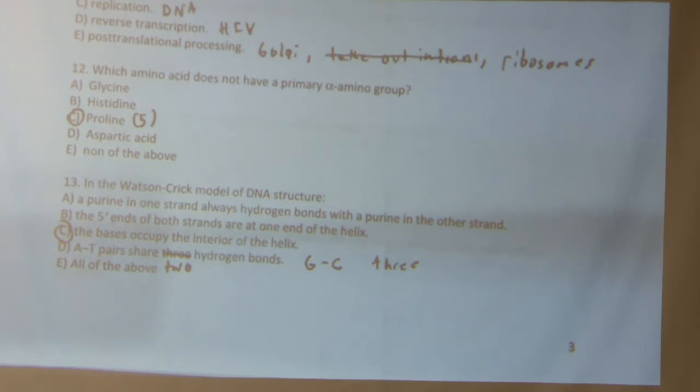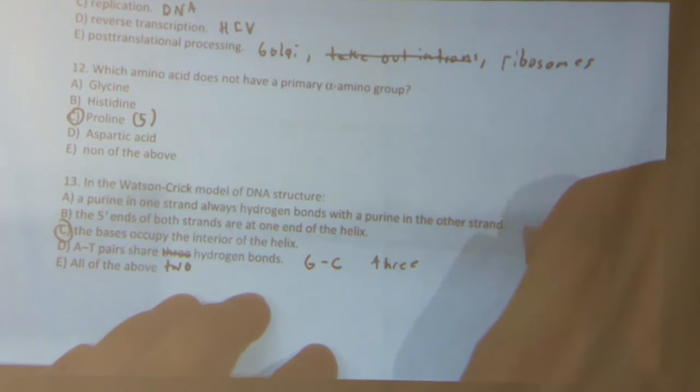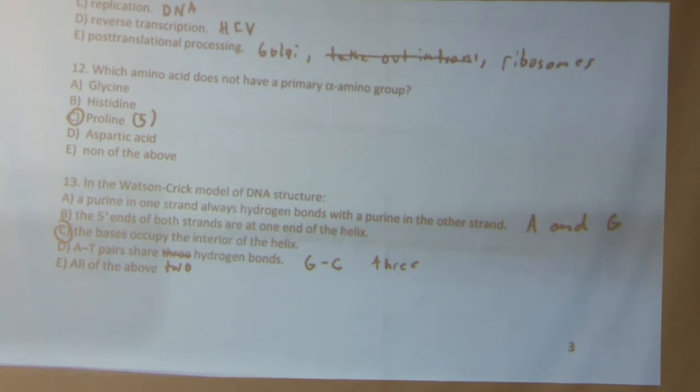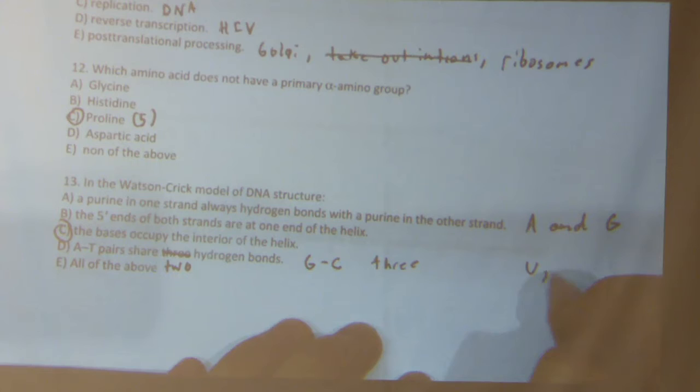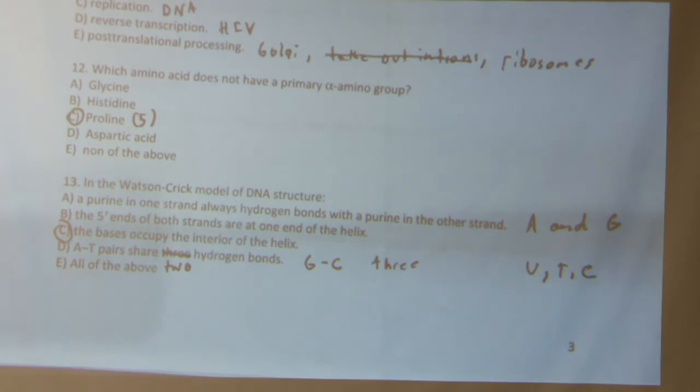So was Watson-Crick's model explaining 5' ends on both ends of the strand? It's 5' to 3'. And a purine in one strand always allows hydrogen bonding with a purine in another strand. Is that true? No? What is a purine? What are the 2 types of purines? Adenine and guanine. Awesome. And what are our pyrimidines? Sweet.